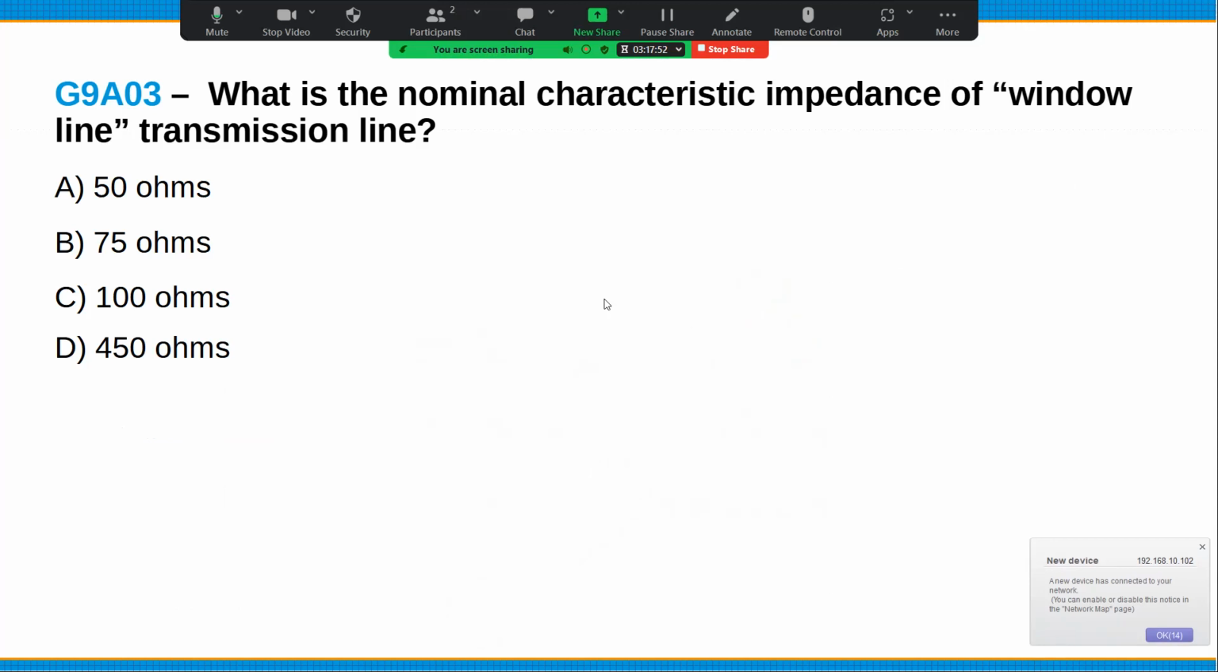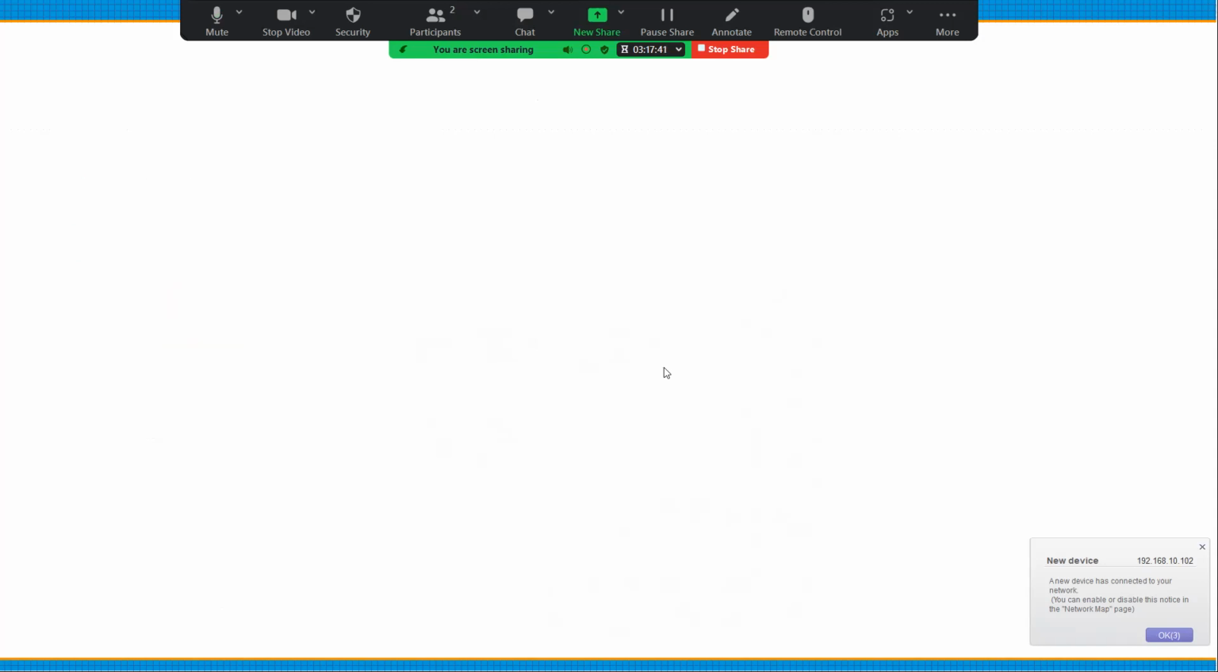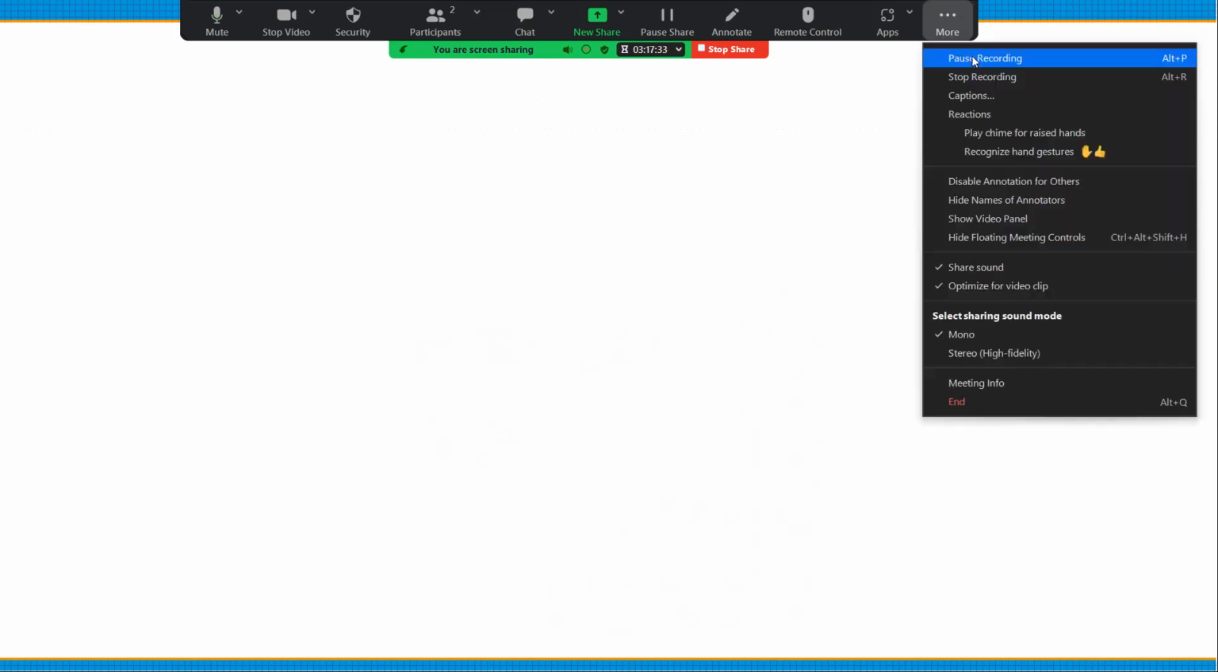What is the nominal characteristic impedance of window line transmission line? 450. Okay.